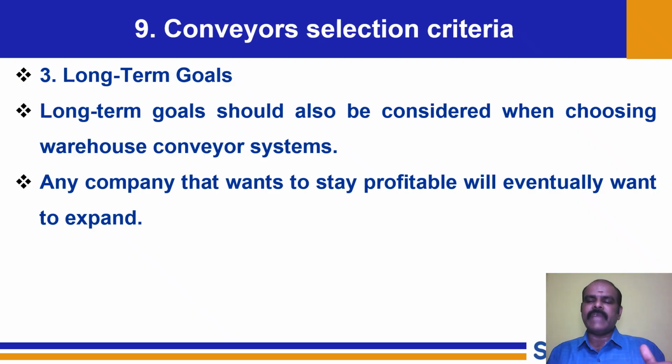For example, today we are going with type 1 of conveyor. Maybe after a few years that product would have become obsolete, or we would have upgraded to some other product. Now the same conveyor system should be reconfigurable from type 1 to type 2. So that is how that future sense should be thought of.